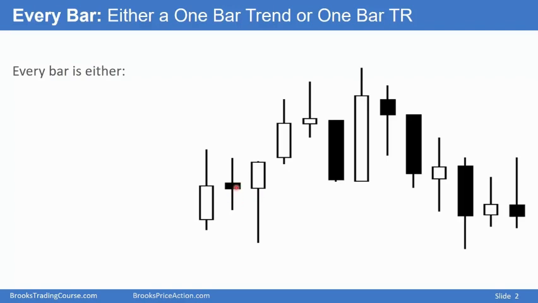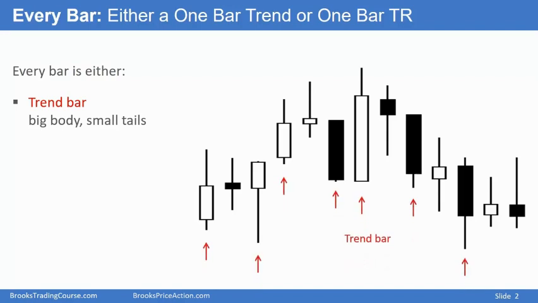Some of the bars have bodies that are smaller than half of the size of the height of the bar. And other bars have very small tails. For example, here's a tiny tail on the bottom of this bar, and there's no tail on the top of the bar. The bars that open at one end and close at the other end, where the bodies are at least half the size of the bar, and especially if the bars are relatively big, I call them trend bars. Big bodies and tails that are not particularly prominent. The bodies are at least half the size of the bar.